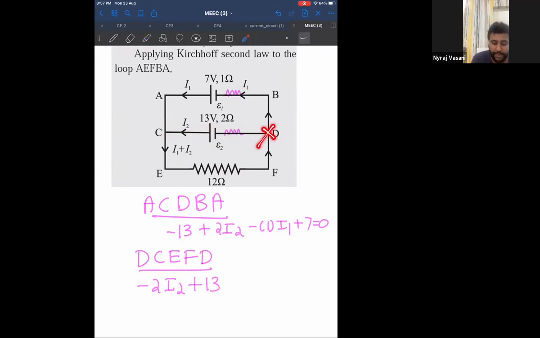Now, tell me, between D to C, do you have any doubt? First, I encountered a resistor. I put the formula. Then I encountered the battery. I put the formula. This is rule 1. This is rule 2. Check.